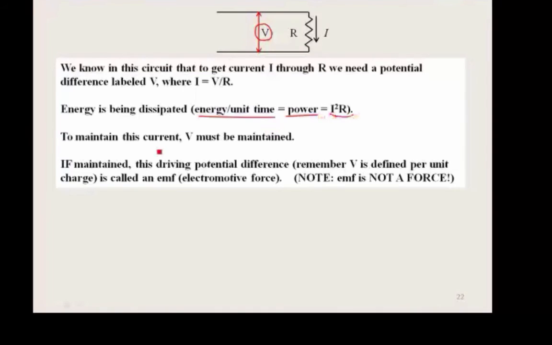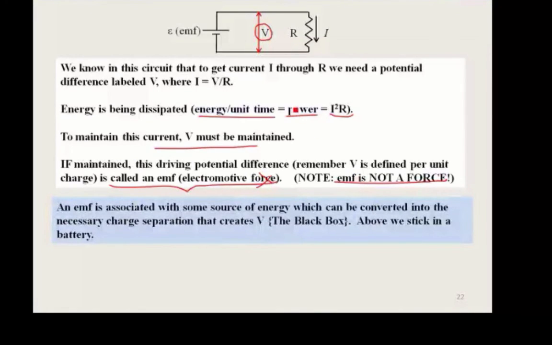And so the question is, do we have to maintain this? We must maintain it. If we maintain this driving potential difference, and remember V is defined per unit charge, we call that an EMF. I want to make sure that you understand this term, electromotive force, an ancient term, and there really is no force. You can argue there's forces, but the main thing to think of is that it's going to lead to a potential difference. What we're going to do then is bring in a source, and it's going to be this battery. So you put in this battery, which is then going to maintain the potential.